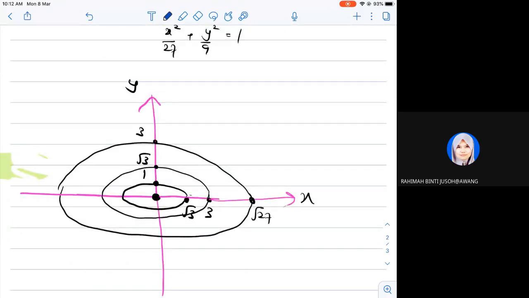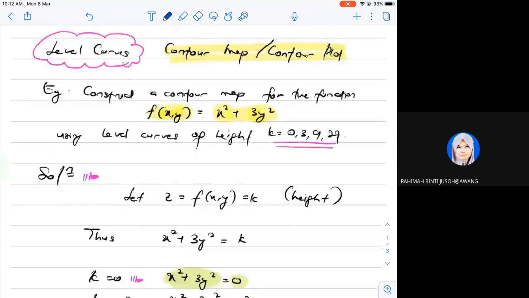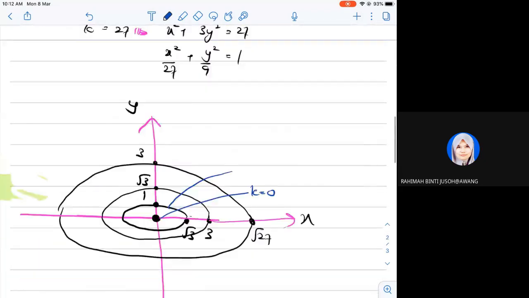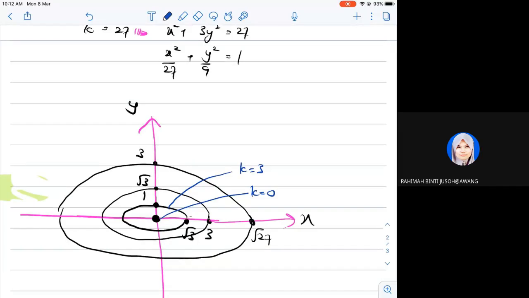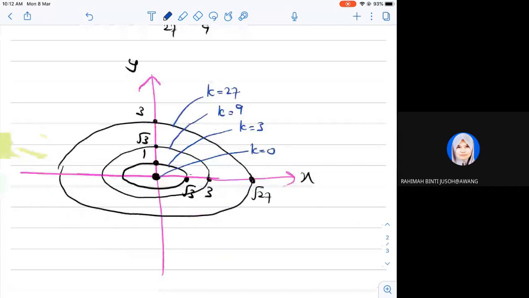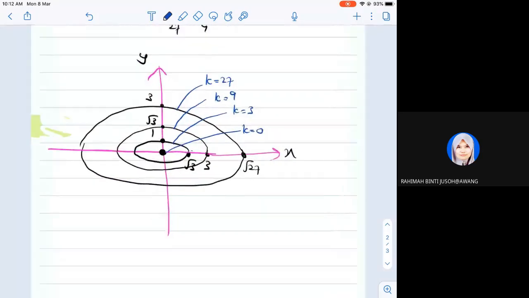So this is when k equals to 0. Paling kecil, kita dapat titik saja. But now when k increase as 3, the ellipse getting larger. Dia makin besar lah. K equals to 9 and the last one is k equals to 27. So that's the level curves or contour plot or contour map for this function. Okay, that's it. You jawab macam ni dah full mark dah.